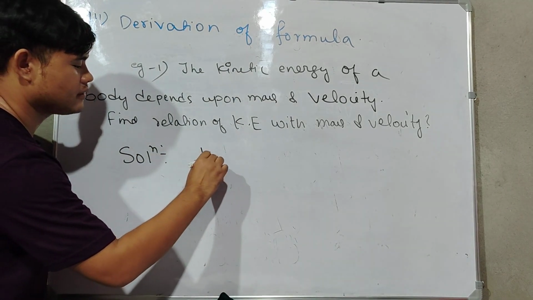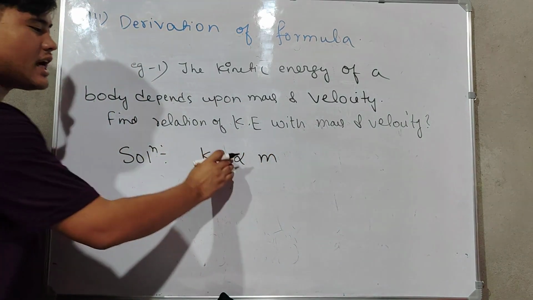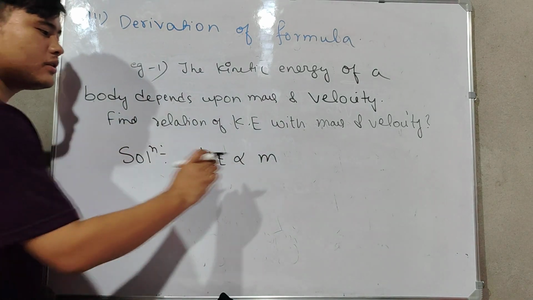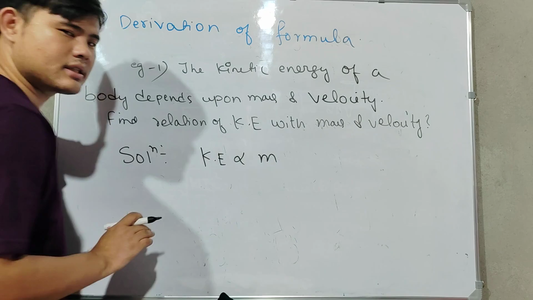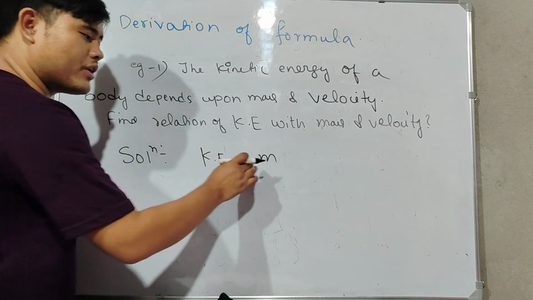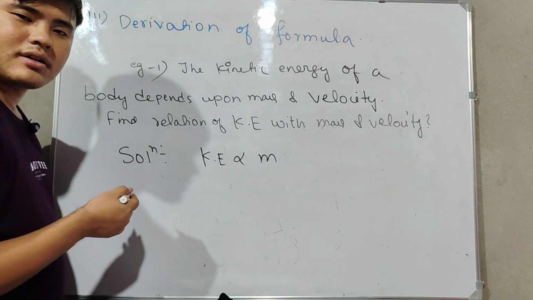So kinetic energy is depending on mass. Kinetic energy is directly proportional to mass, right? The same words only. Kinetic energy is directly proportional to the mass. Now mass, it is a derived quantity. So derived quantity means it will have powers. It is a unit, so the unit will have the powers, right?